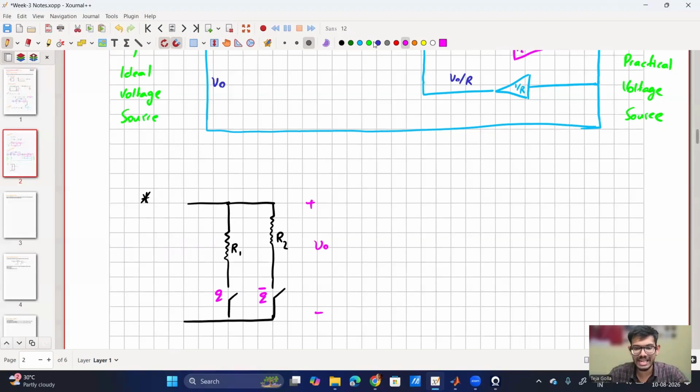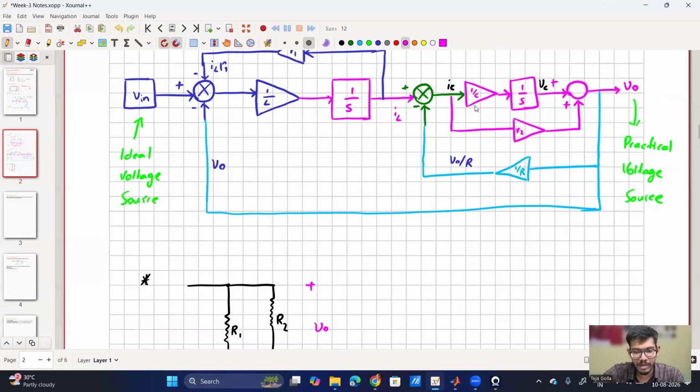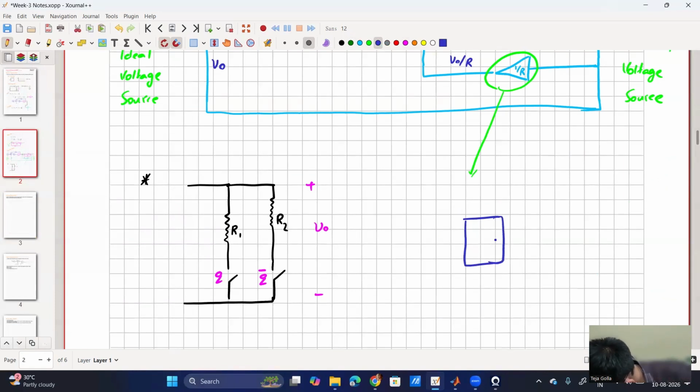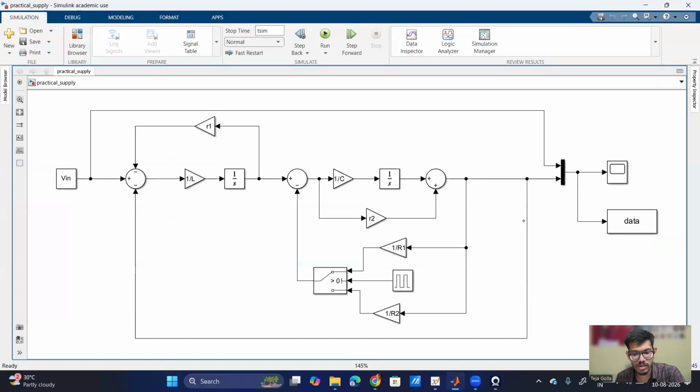So instead of using a single resistance, I'll be using two such resistors. In that case, how are we going to do it? The entire circuit will remain the same, only this part will change. So how is this part going to change? I will have a switch. It will take the input Q, and then either it will connect this to the output or it will connect this to the output, right?